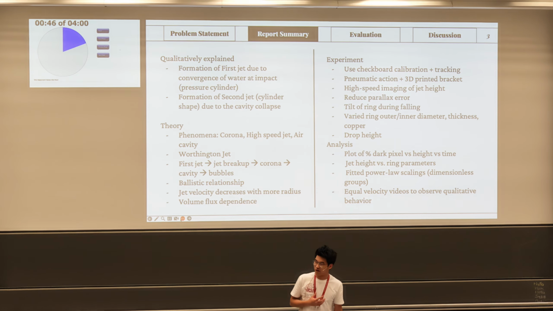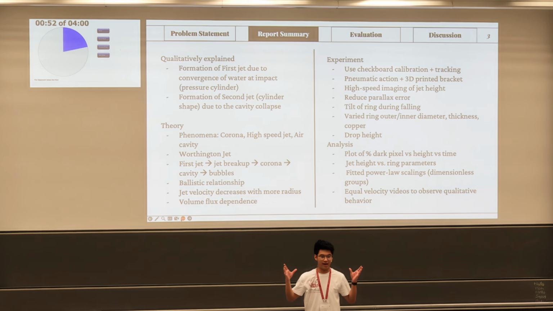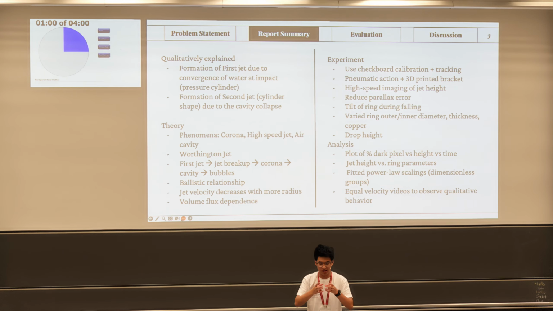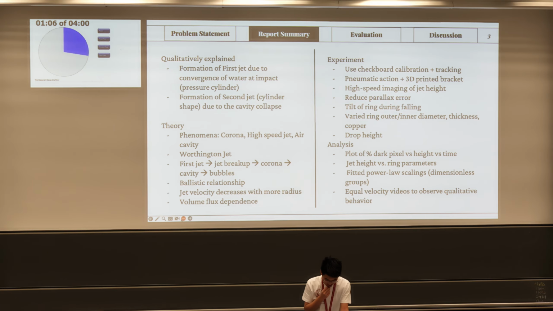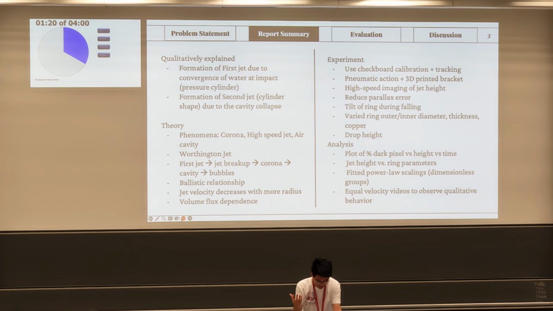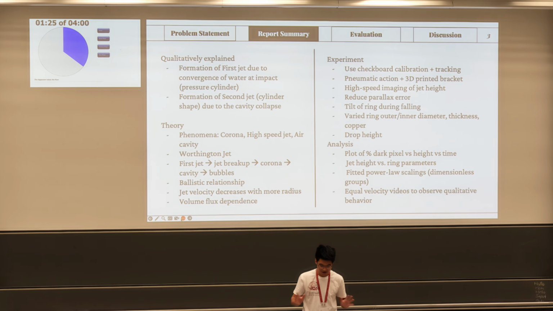And then let me move on to the report summary. Firstly, they tell us about the formation of the first jet due to the convergence of the water at the impact. They gave us a top view on how the inner flux of water will converge in the middle, and therefore there will be an upward flow of the jet. And then it also talked about the formation of the second jet, which is cylinder-shaped and might be irregular. And then for the theory, they explained how there will be the corona and also the high-speed jets, and the first jet will break up, and there's also the presence of the corona in here.